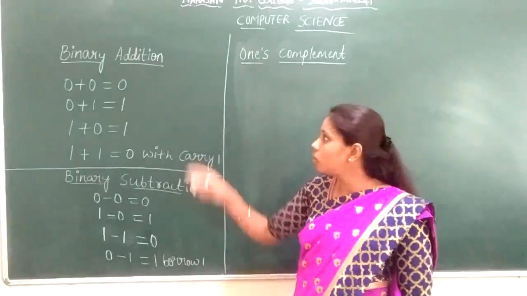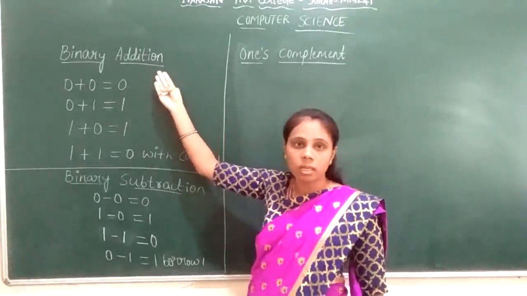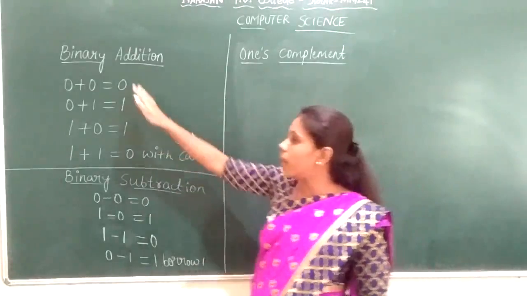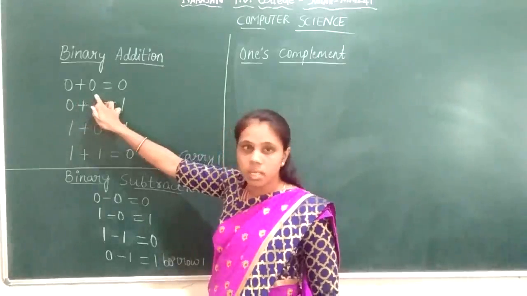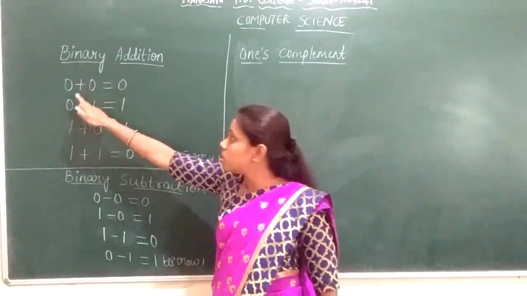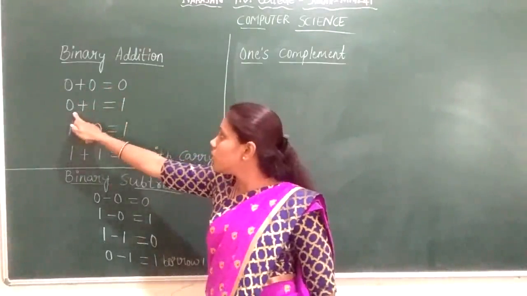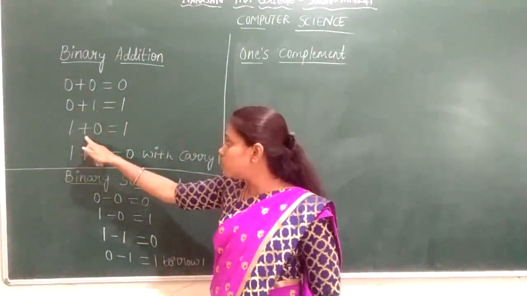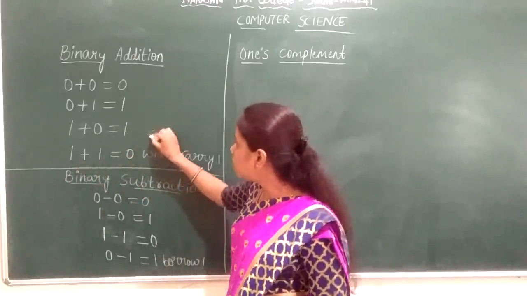We have discussed binary arithmetic. In binary arithmetic we have studied binary addition and binary subtraction. See, in binary addition we have 0 plus 0 is 0, 0 plus 1 is 1, 1 plus 0 is 1, and 1 plus 1 will become 2.